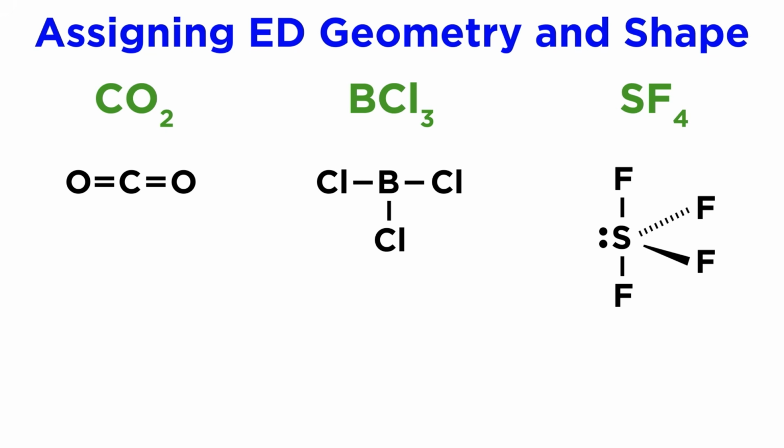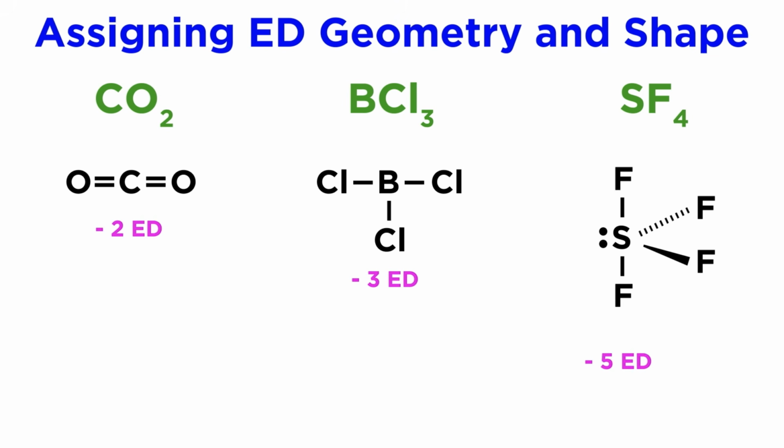Now let's count up the electron domains. The carbon atom has 2 electron domains, that's the 2 oxygen atoms. The boron atom has 3 electron domains, the 3 chlorine atoms, and the sulfur atom has 5. That's the 4 fluorine atoms and the lone pair. We must be able to draw the correct Lewis diagrams in order to have the correct number of electron domains, so make sure you are comfortable with this first.